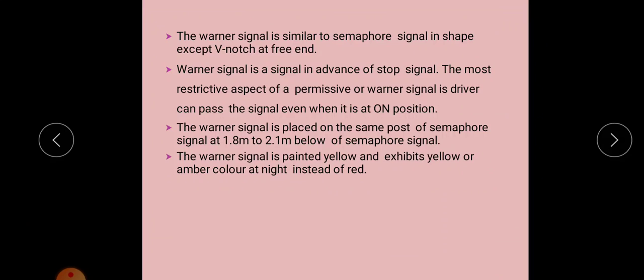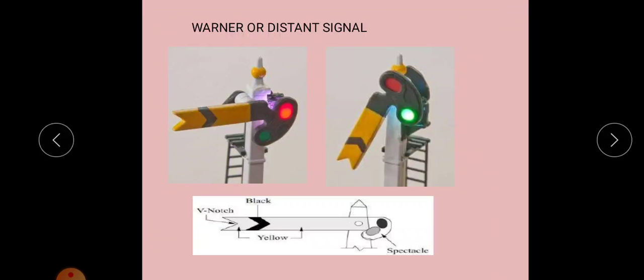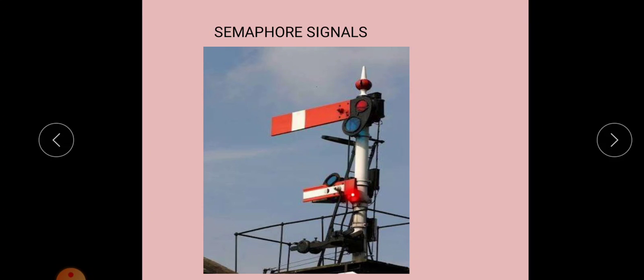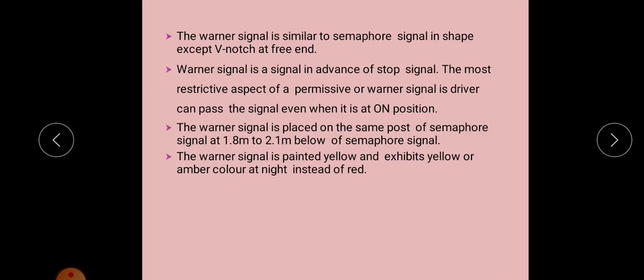The most restrictive aspect of a permissive or warner signal is that the driver can pass the signal even when it is in on position. So it is actually a caution signal. The warner signal is placed on the same post as the semaphore signal, 1.8 meter to 2.1 meter below the semaphore signal. Below the semaphore signal on the same post we can provide the warner signal, and the warner signal is painted yellow and exhibits yellow or amber color at night instead of red.